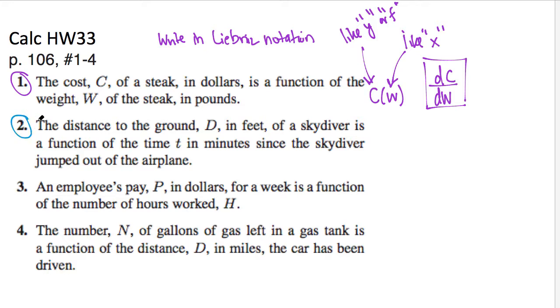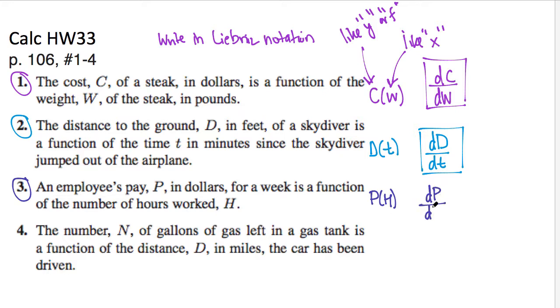Number 2. The distance to the ground in feet of a skydiver is a function of time in minutes. So I have D as a function of t. So my derivative in Leibniz notation would be dD dt. Now, number 3, an employee's pay is a function of the number of hours worked. So this is P as a function of h. So my Leibniz notation for the derivative would be dP dh.